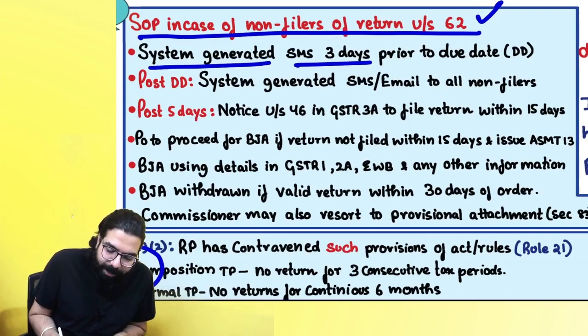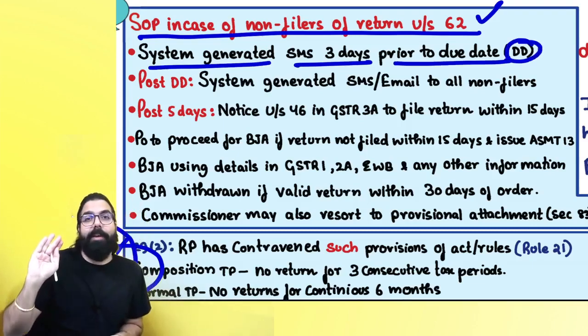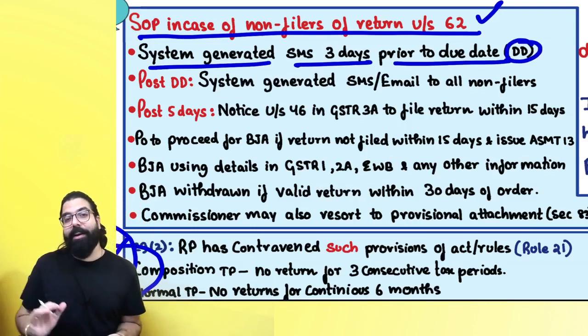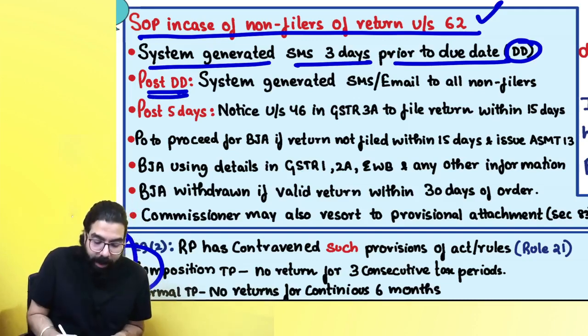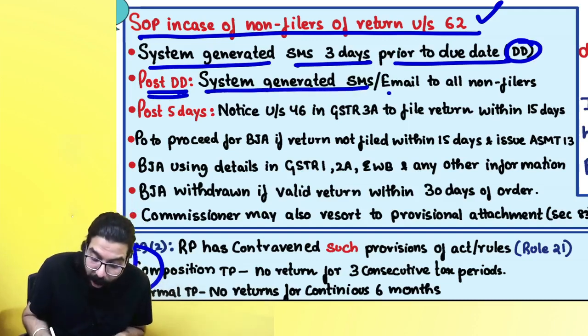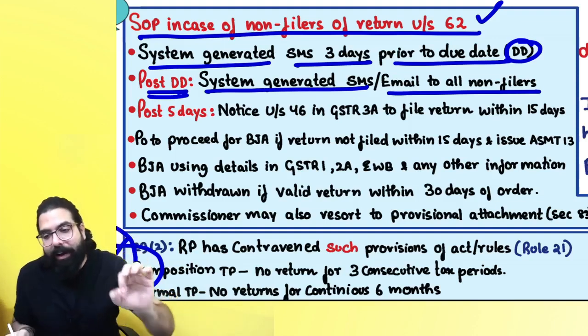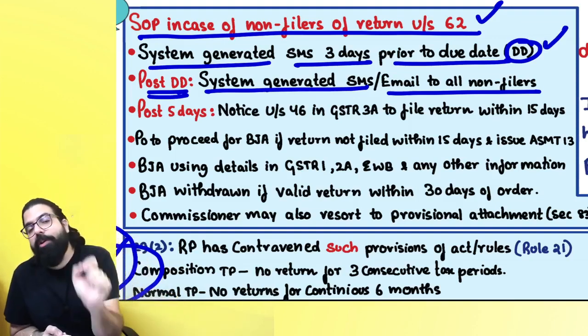A system-generated SMS should be sent 3 days prior to the due date to all the people registered in GST, saying that the return due date has come. Once the due date is over, send a system-generated SMS or email to all the non-filers. The wake-up call has to be done for all.